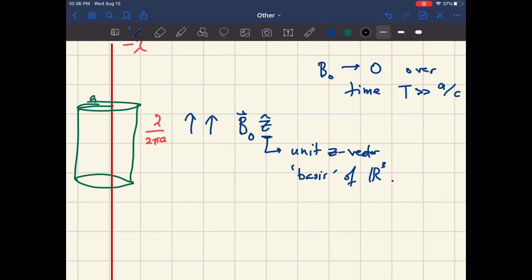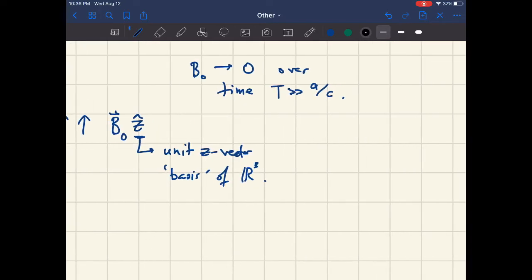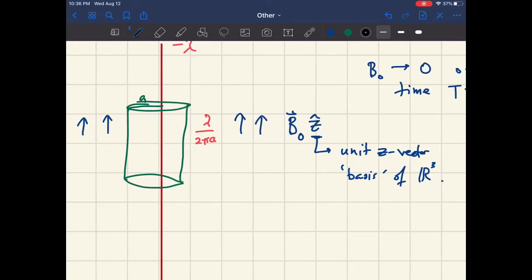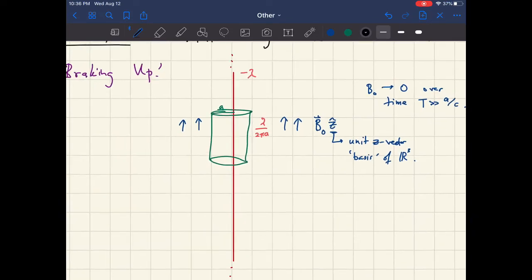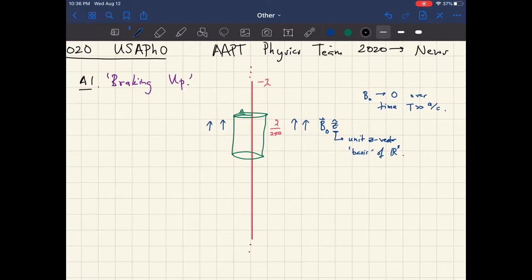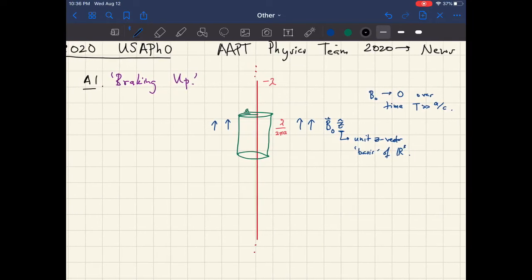So what's the next part of the story? Starting at t equals 0, the external magnetic field is slowly reduced to 0 over a time t strictly greater than a over c, where c is the speed of light. And it asks, find an expression for the final angular velocity of the cylinder in terms of the symbols given and other constants. Okay, so how exactly could you even start this question?